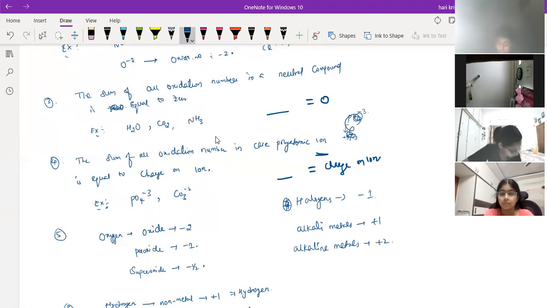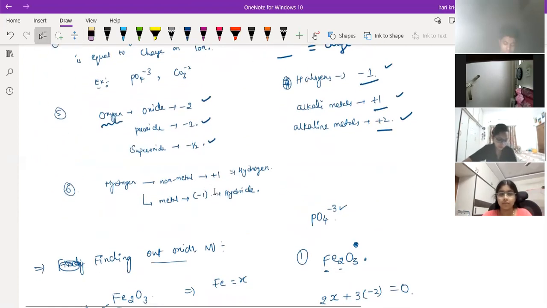Oxide will show -2 always, peroxide will show -1, superoxide will show -1/2 in the case of oxygen. Halogens always show -1, alkali metals always show +1, alkaline earth metals always show +2. Next one, hydrogen with non-metals is +1, as we already discussed in class previously. Hydrogen will show -1 in the case of metals, and that is called a hydride.